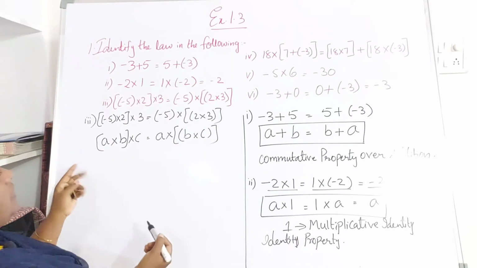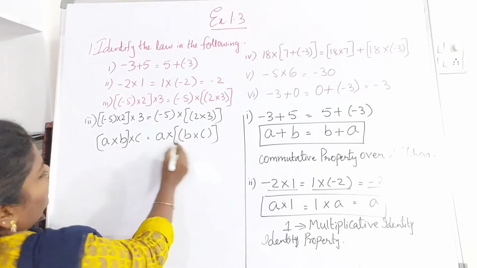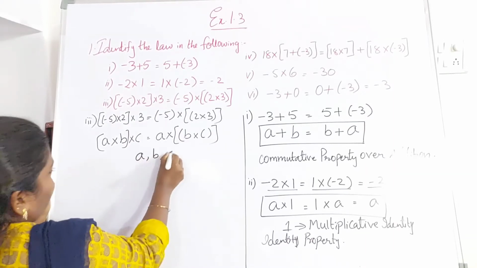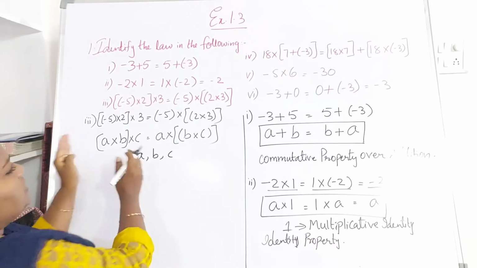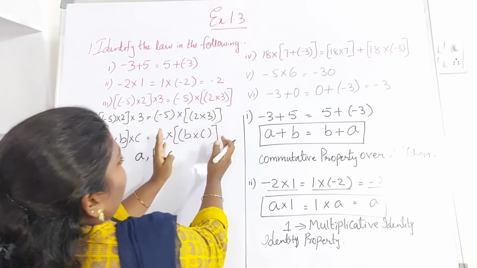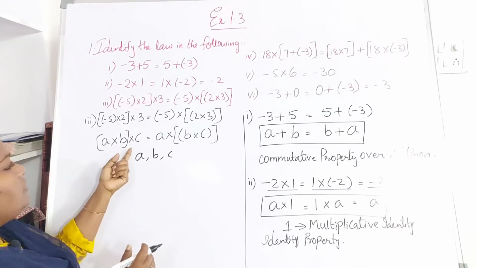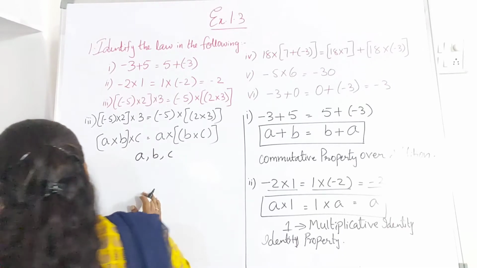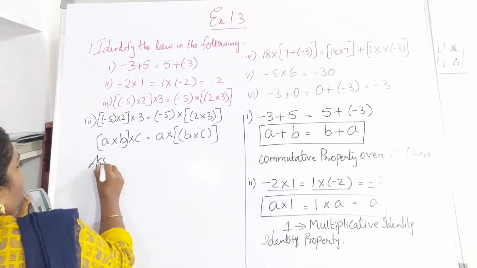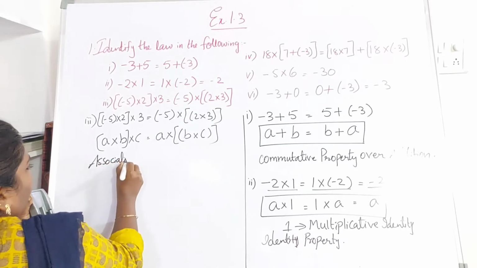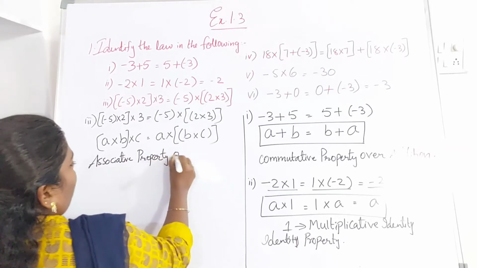Now here you can observe that there are 3 numbers over here, that is A, B, C. We have taken 3 integers A, B and C. Now you can see here that they have considered a bracket of first A into B and the next in RHS B into C. So this is nothing but associative property and the operation involved is multiplication. So this property is called associative property over multiplication. Associative property over multiplication.